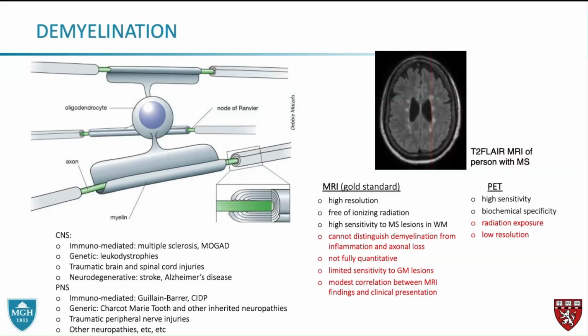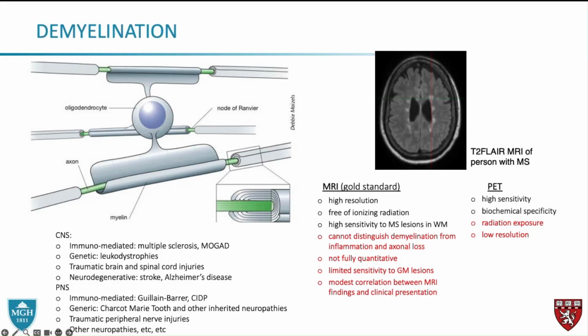So demyelination, as you know, is common in many both CNS and PNS diseases. So of course, we know about multiple sclerosis. It's an immune-mediated demyelinating disease, but demyelination also happens in multiple genetic diseases. It happens after traumatic conditions like TBI, traumatic brain injury, or traumatic spinal cord injury. It happens in neurodegenerative diseases like Alzheimer's disease and stroke. There are some reports that demyelination may be one of the early events in Alzheimer's disease.